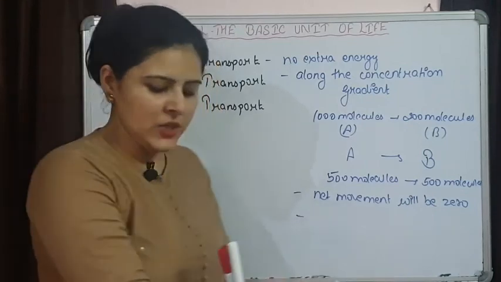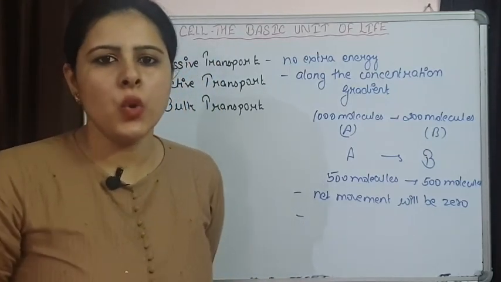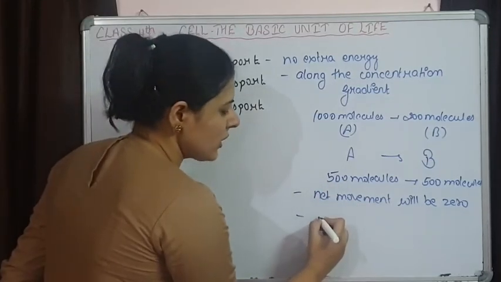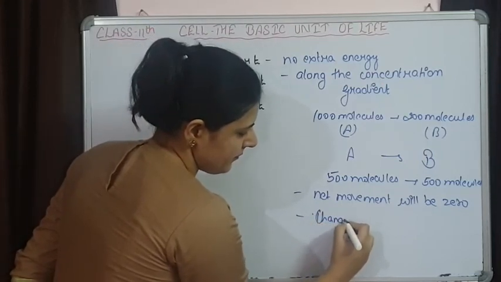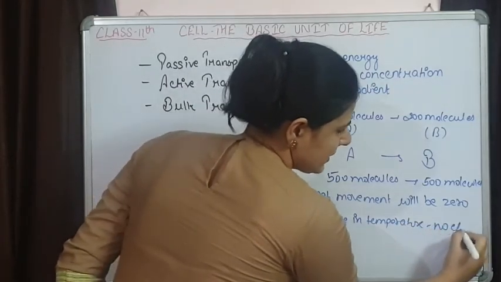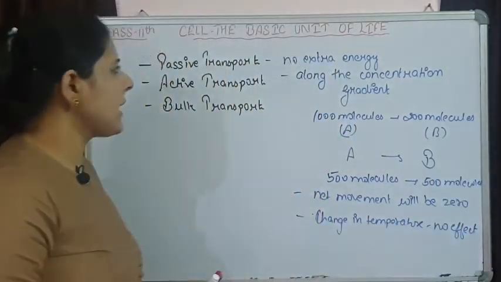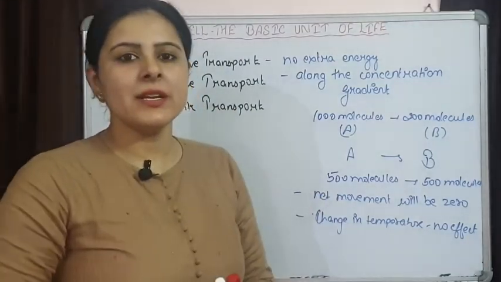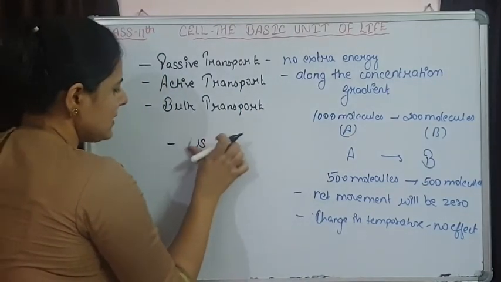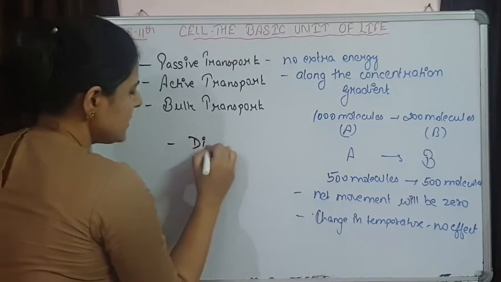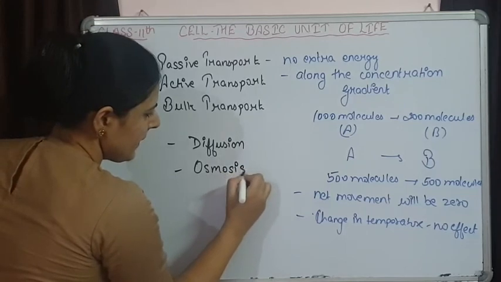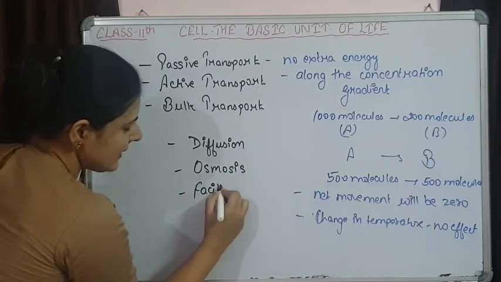Plus in passive transport the membrane is not playing much role, and this passive transport is also not affected by change in temperature, or you can say low temperature. So no effect is there. Now if we talk about the types of passive transport, basically three types generally occur. I'll start with the basic and most simple one, that is diffusion. Second one is osmosis, and the third one is facilitated diffusion.